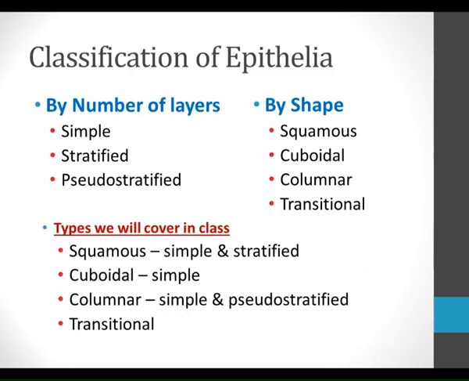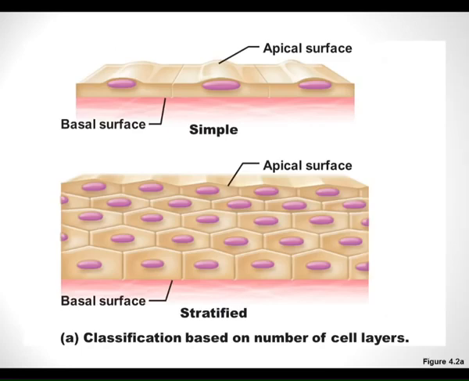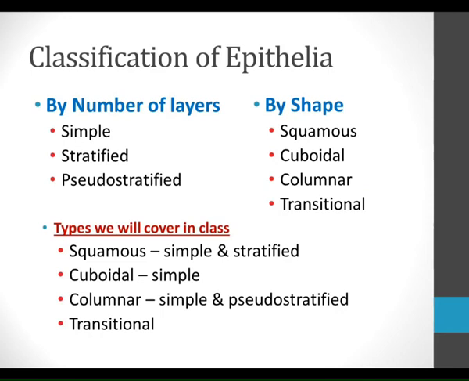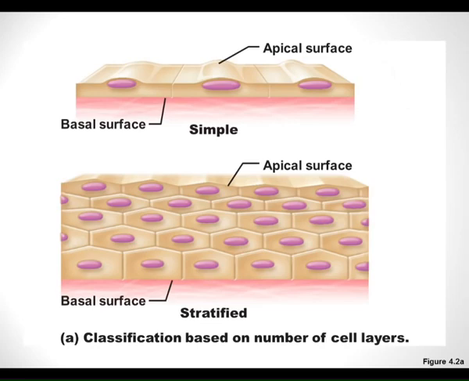Cuboidal is a very unique set of cells found in glands. So we'll see that coming up. But we take these cells by shape, mix them with the choice of layers, simple, stratified or pseudostratified, and that's how we name the epithelia. So a simple squamous epithelium would be one single line of squamous cells, right? Like we saw in this picture here at the top. Simple squamous. And that should be pretty noticeable, right? Because you're just seeing cells that are lined up. If you take stratified squamous, it'd be stacks of squamous cells.